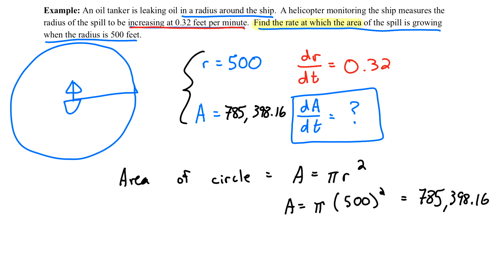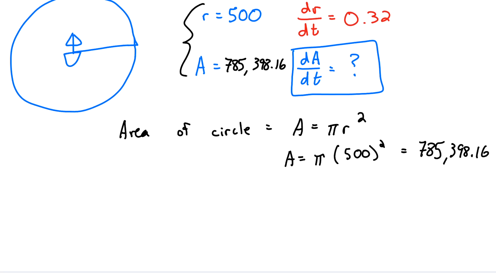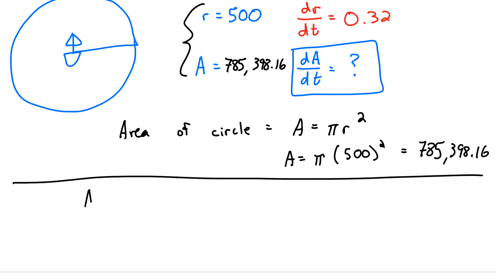So we're still going to be working with the area formula of a circle, so I'm going to write this over here now. A equals pi r squared. This is the equation that relates our variables. And I'm going to take the derivative of this equation with respect to time t.